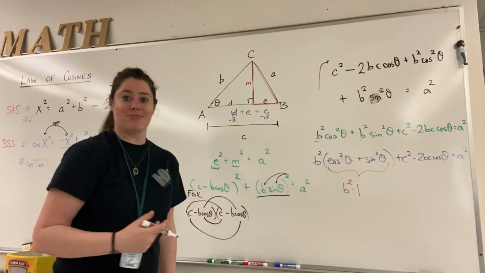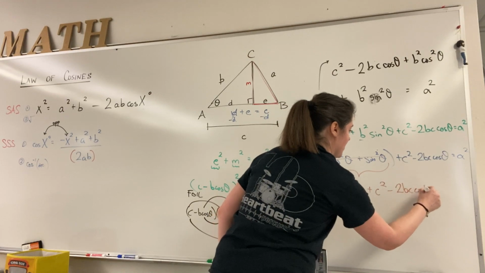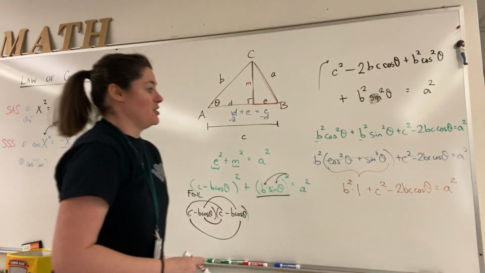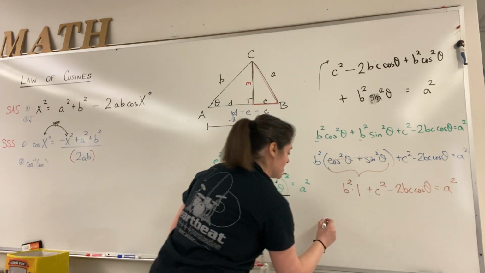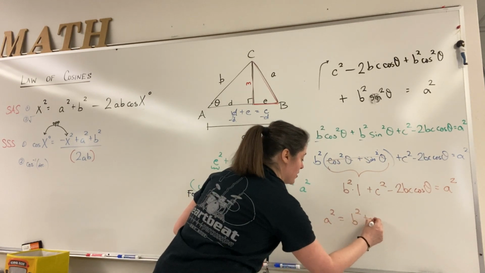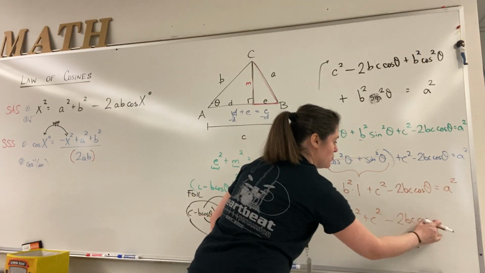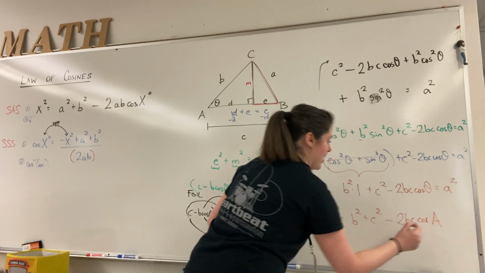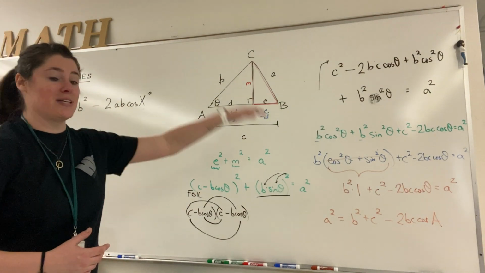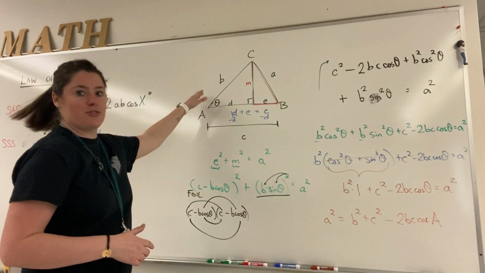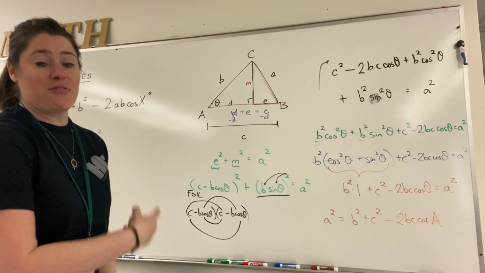So B squared times 1, or just B squared, plus C squared minus 2BC cosine of theta equals a squared. And of course, theta is our angle A, so this could be written as a squared equals B squared plus C squared, most of that Pythagorean theorem, and then minus the 2BC cosine of angle A. That's exactly what our law of cosines is. So that's how they get from one place to the next when it comes to any triangle, whether it's right or non-right. This law of cosines will always work. So that's the proof. That's where it came from.